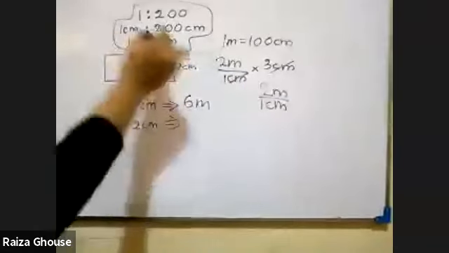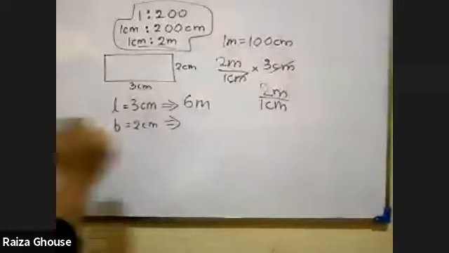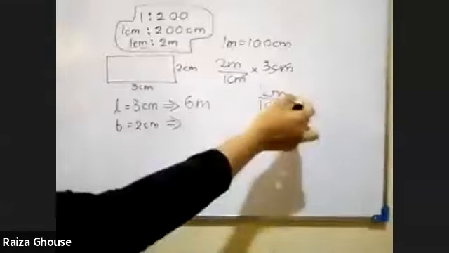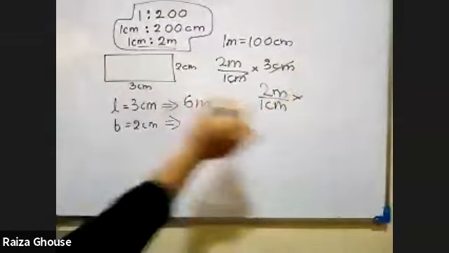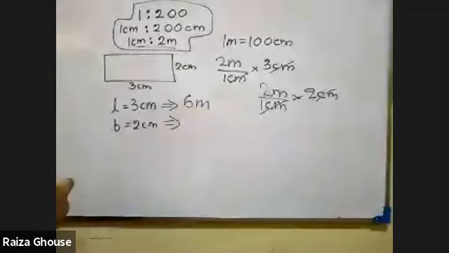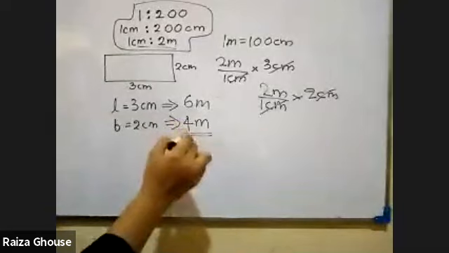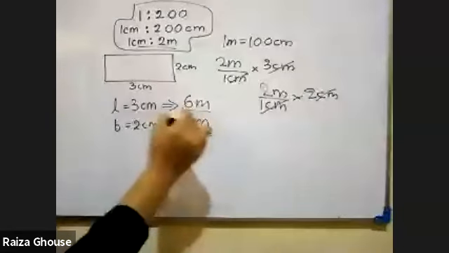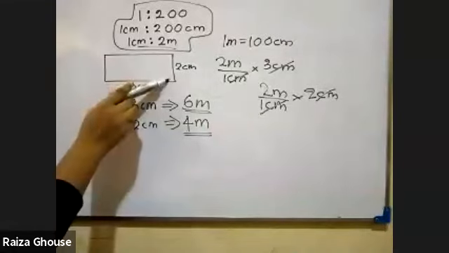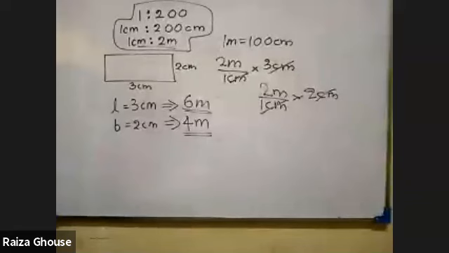If the breadth is 2 centimeter, 1 centimeter is representing here 2 meter. See how we can use the scale? This is the importance of the scale. How to use it? 1 centimeter is showing 2 meter. Then what about the breadth? 2 centimeter. Centimeter and centimeter cancel. 2 meter into 2 is 4 meter. So the real breadth is 4 meter. Real length is 6 meter. Scale breadth is 2 centimeter. Scale length is 3 centimeter. Is this question clear now?